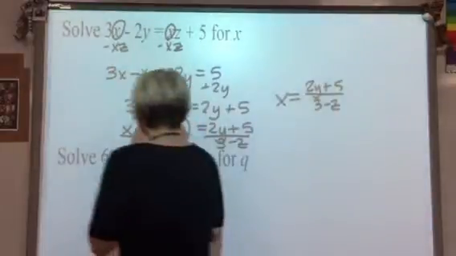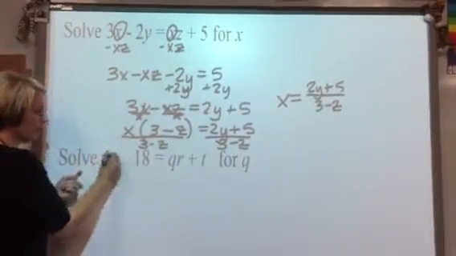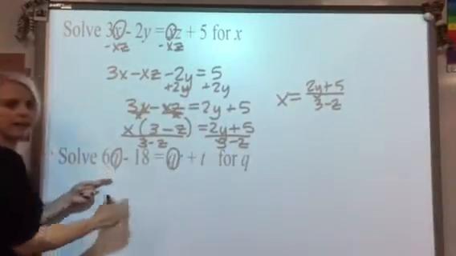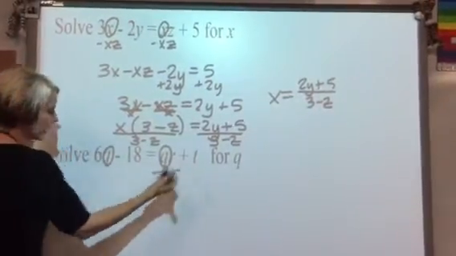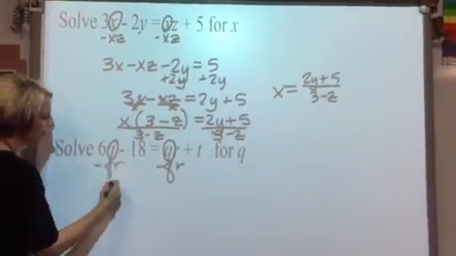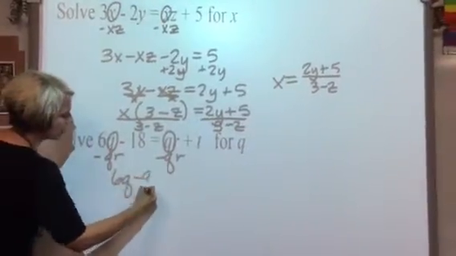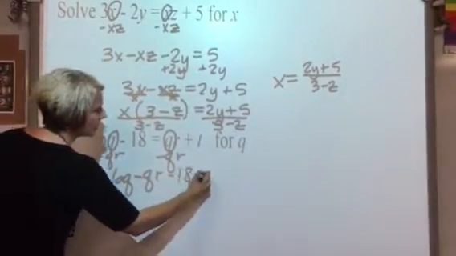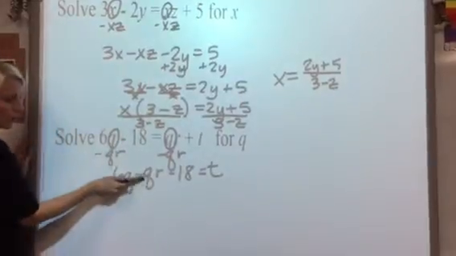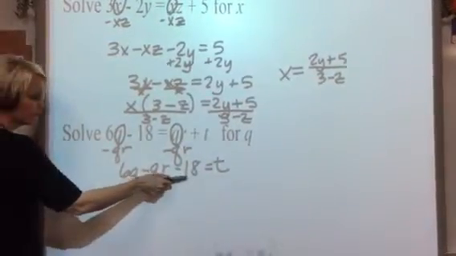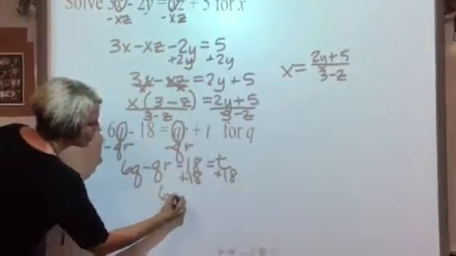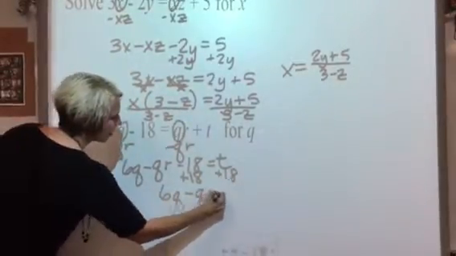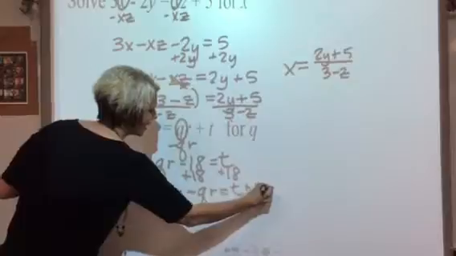How about this example? Q over here, Q over here. Get them together. I don't care if you go left or right, it doesn't matter. I'm going to subtract QR. So I have 6Q minus QR minus 18 equals T. My goal is to get Q by itself, but I got to get rid of this first, so I'm going to add 18. So I have 6Q minus QR equals T plus 18.